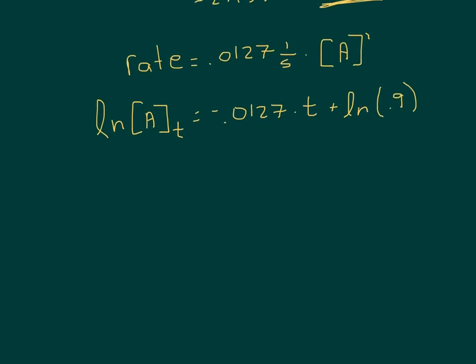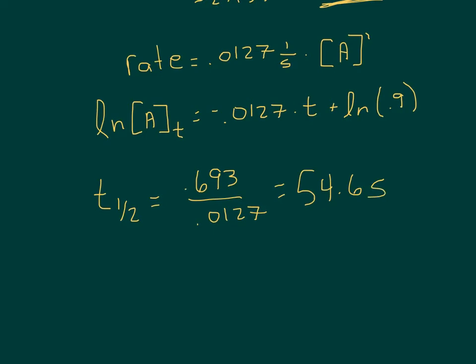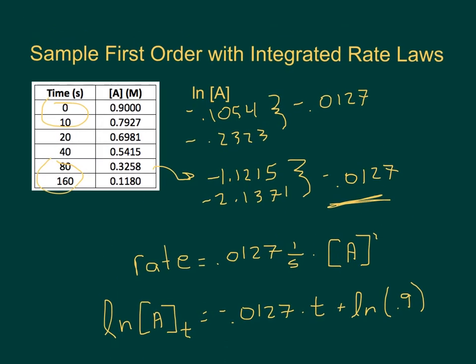To find the half-life for this reaction, the half-life for a first order reaction is simply the natural log of 2, or 0.693, over k, which again is 0.0127. And when I do that, I find that the half-life for this reaction would be 54.6 seconds. When I go back up and look at my time data, 54 seconds is shortly after 40 seconds, and so we've gone from 0.9 down to 0.5. It stands to reason that the half-life time will be between 40 and 80 seconds, and 54 is just fine with me.